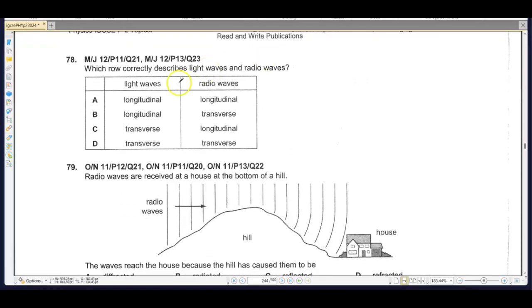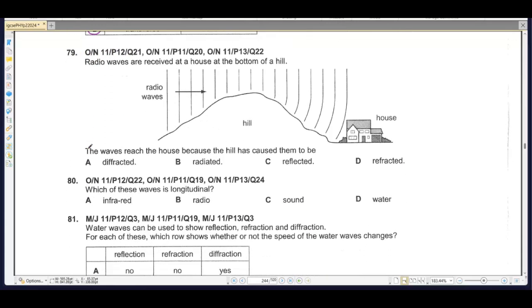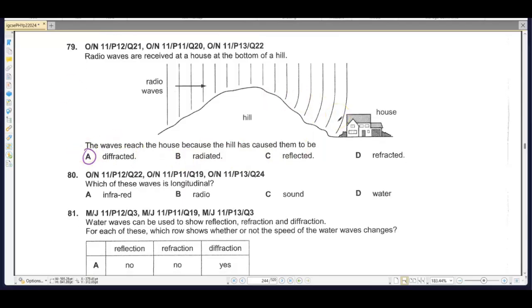Question number 78. Which row correctly describes light waves and radio waves? Light waves are transverse waves, radio waves are transverse waves as well because they both are a part of the electromagnetic spectrum. So D is the correct option. Question number 79. Radio waves are received at a house at the bottom of a hill. All of this is due to diffraction, the bending of the waves. Sound waves bend more than light waves. The waves reach the house because the hill has caused them to be diffracted, the bending of the waves.